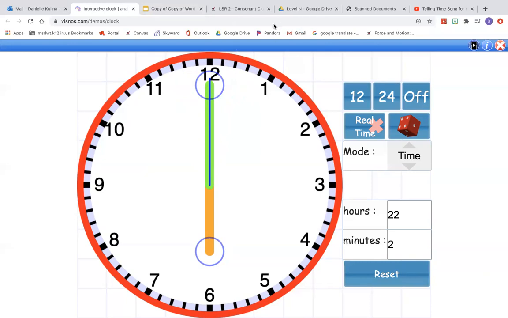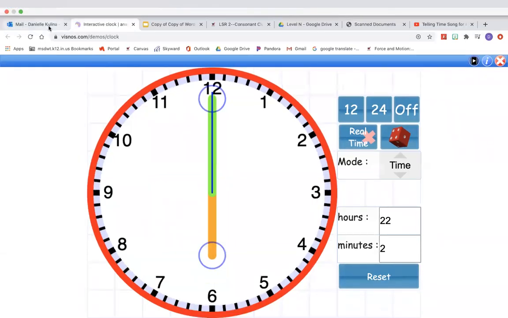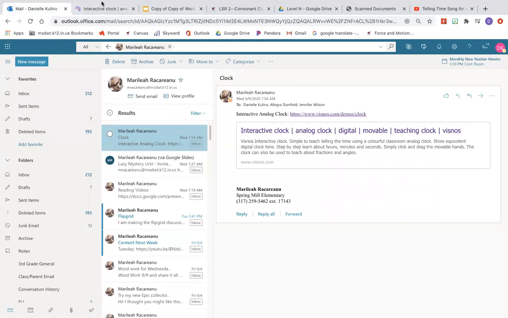Okay, what you are going to do now is same as always. Let's take a look at our math page.